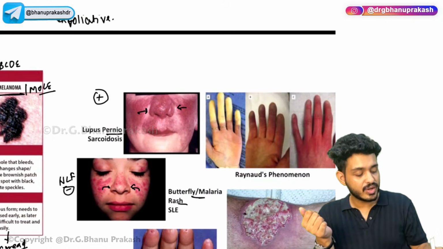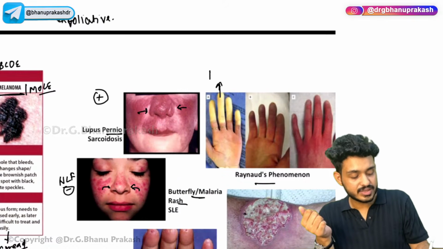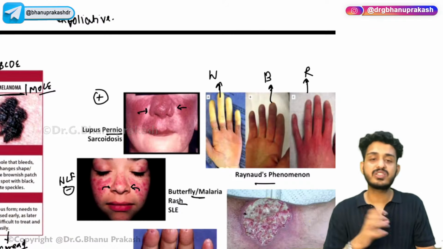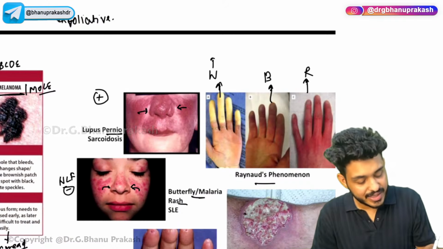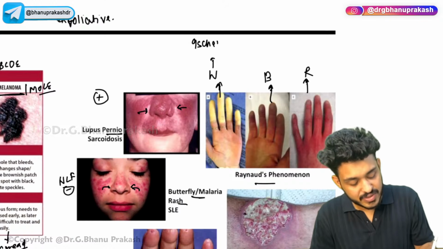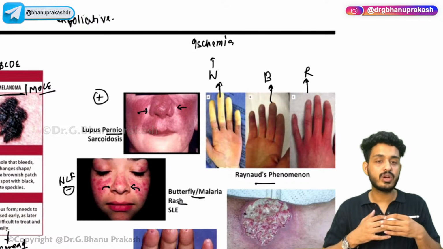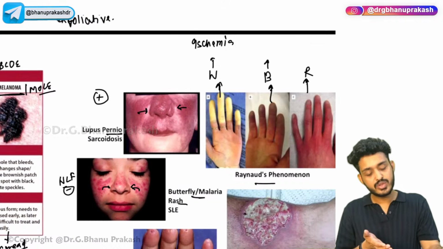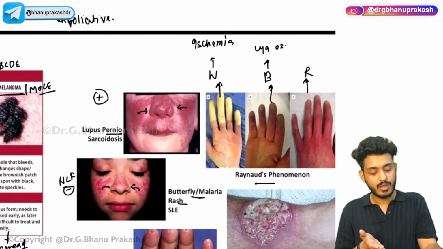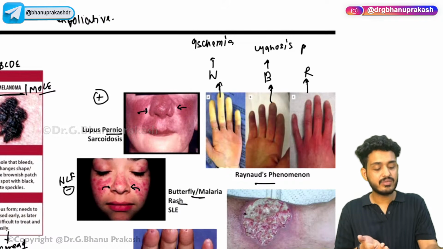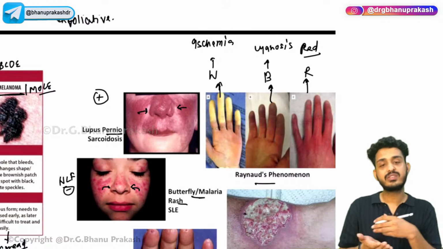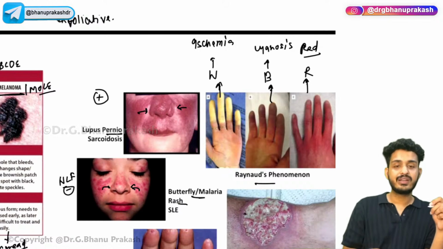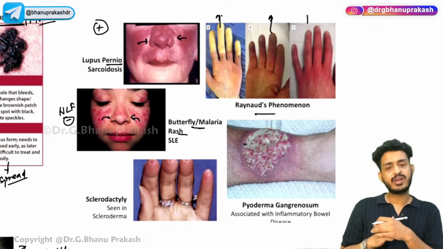Okay, this is your Raynaud's phenomenon. The sequence will be white, blue and red. They have asked in the examination what would be the sequence. White is due to ischemia. Because blood supply is not getting there, it will come white, right? Then blue is due to cyanosis, and red is due to regaining of the blood supply, which changes the color into red. It can be due to multiple things. So that is your Raynaud's phenomenon.